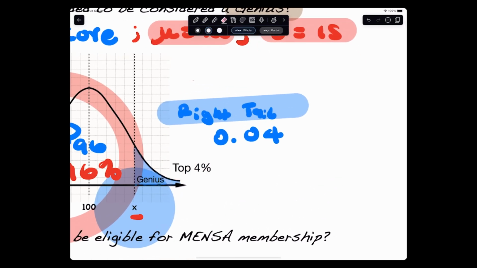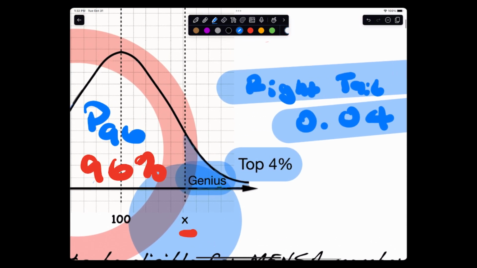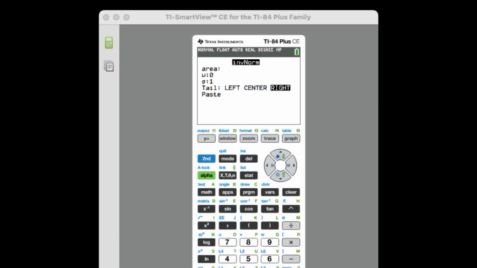Okay, maybe I'm using the wrong colors. Genius, top 4%. This is the area they're talking about. It's a right what? A right tail. So enter that 4%. Scroll down to what? The right tail. It's already there. Oh, we forgot the mean. What's the mean? 100. What's your standard deviation? 15. Good. You got to enter that. And now the tail is a right tail. Hit paste.